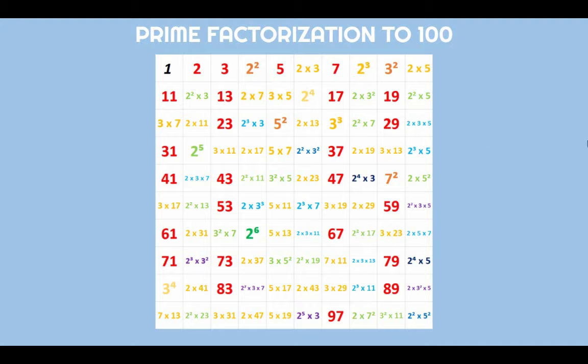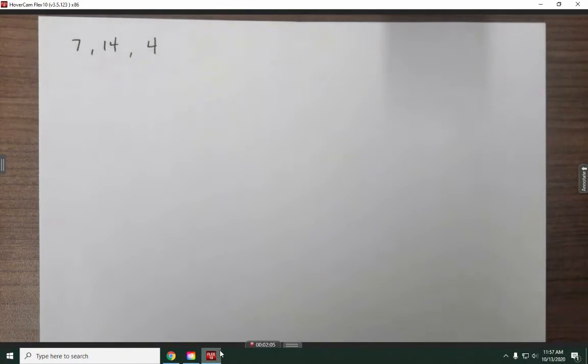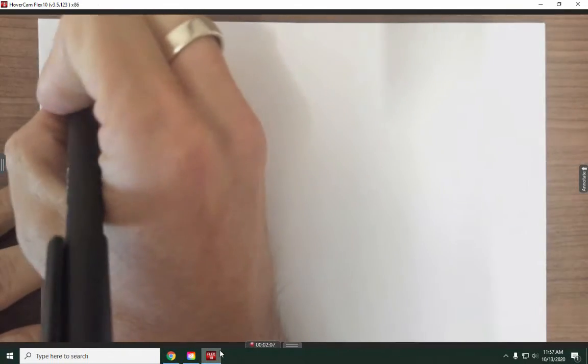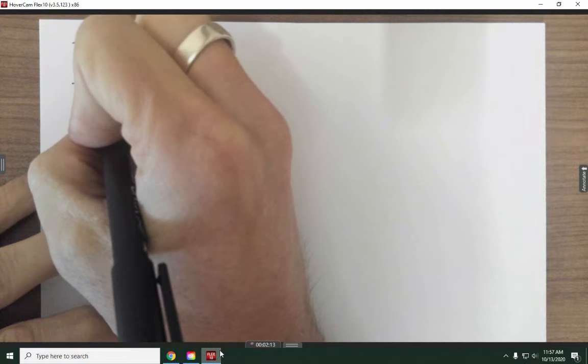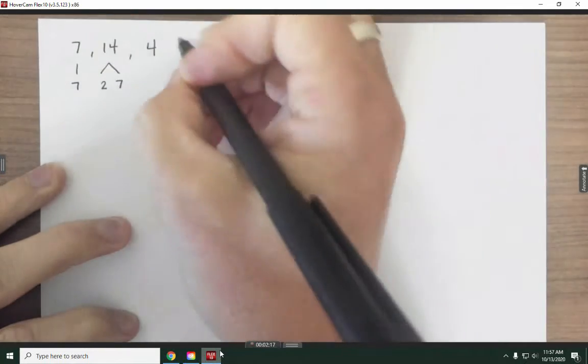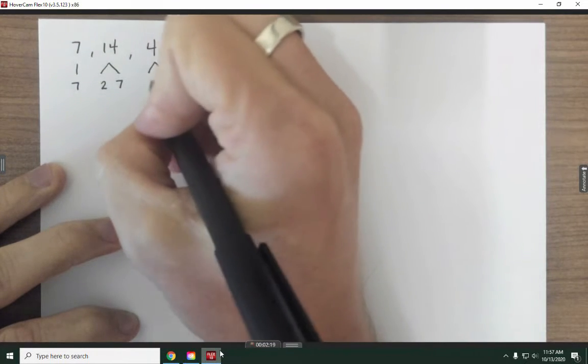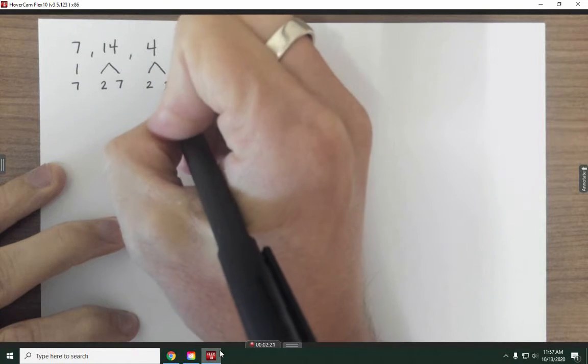You're welcome to take a picture of that, and I'll be sure to put this image in your content folder. That way you can have it available to you. So we said that 7 is a prime number, it's just 7. And 14 splits into 2 and 7, and 4 splits into 2 and 2.